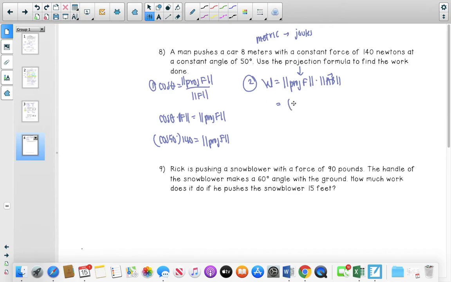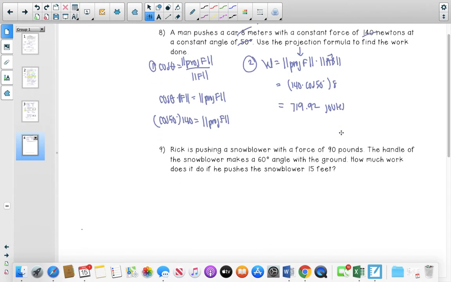So you take, and I'm going to write it as a whole, but I'm going to write this 140 first because I just worry that you'll calculate it wrong in your calculator. Make sure your calculator's in degree mode. And then the distance traveled is 8 meters. So when you're doing this, I would just kind of cross off the information we used. Right here, we use the 140 and the 50, so 8 is the last thing we're going to use. So multiply it by 8. If you put that all in your calculator, you get 719.92, and it's in joules, like I said, because we're in the metric system. If we're in the customary system, it's foot-pounds.